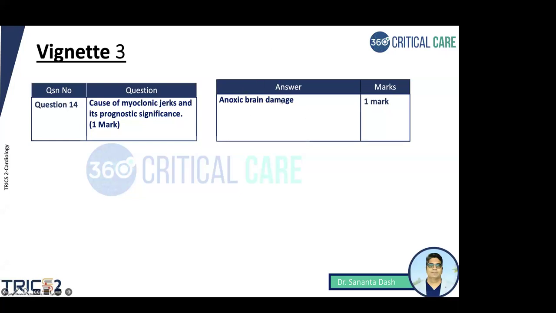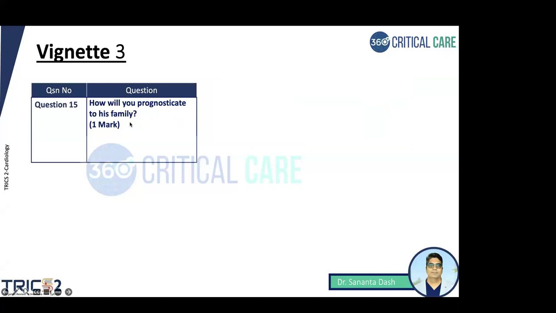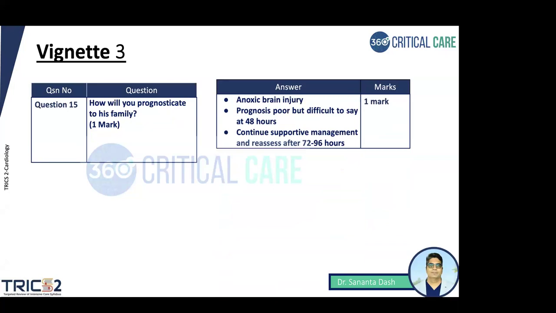Now, why does it happen? Usually because of the anoxic brain injury. No rocket science there. How will you prognosticate to his family? All right. The patient has anoxic brain injury. The prognosis is probably poor, but difficult to say at 48 hours because the guidelines always recommend 72 hours or longer, right? We continue to support this patient till 72 to 96 hours to have more assessment and give you a more reliable opinion. That should be the outcome of it, right?